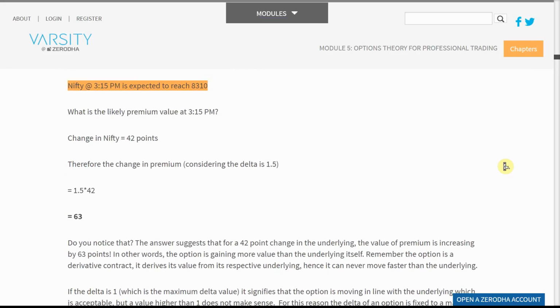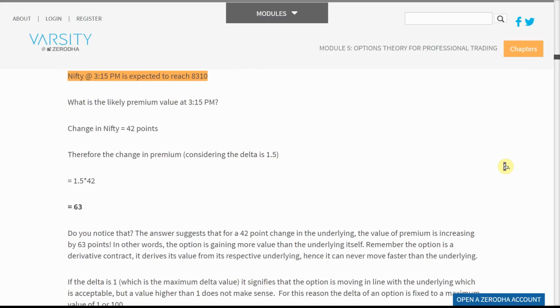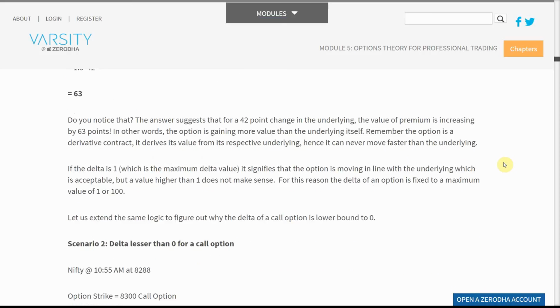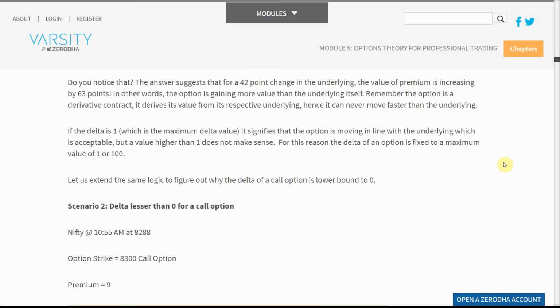Change in Nifty = 42 points. Therefore, the change in premium, considering the delta is 1.5, equals 1.5 * 42 = 63. Do you notice that? The answer suggests that for a 42-point change in the underlying, the value of premium is increasing by 63 points. In other words, the option is gaining more value than the underlying itself. Remember, the option is a derivative contract. It derives its value from its respective underlying.